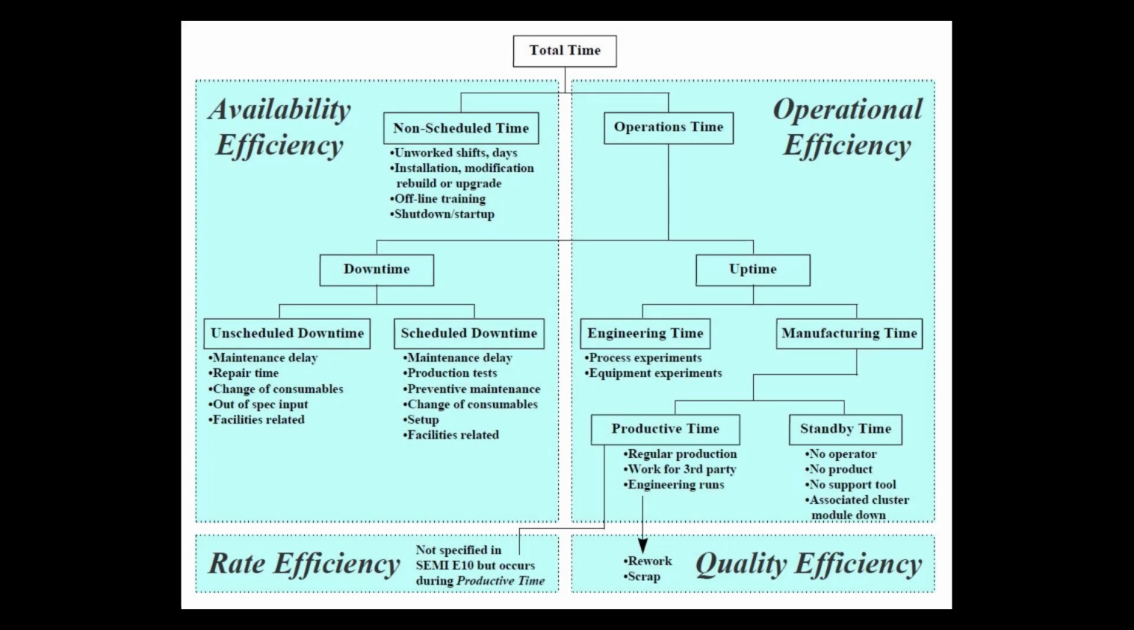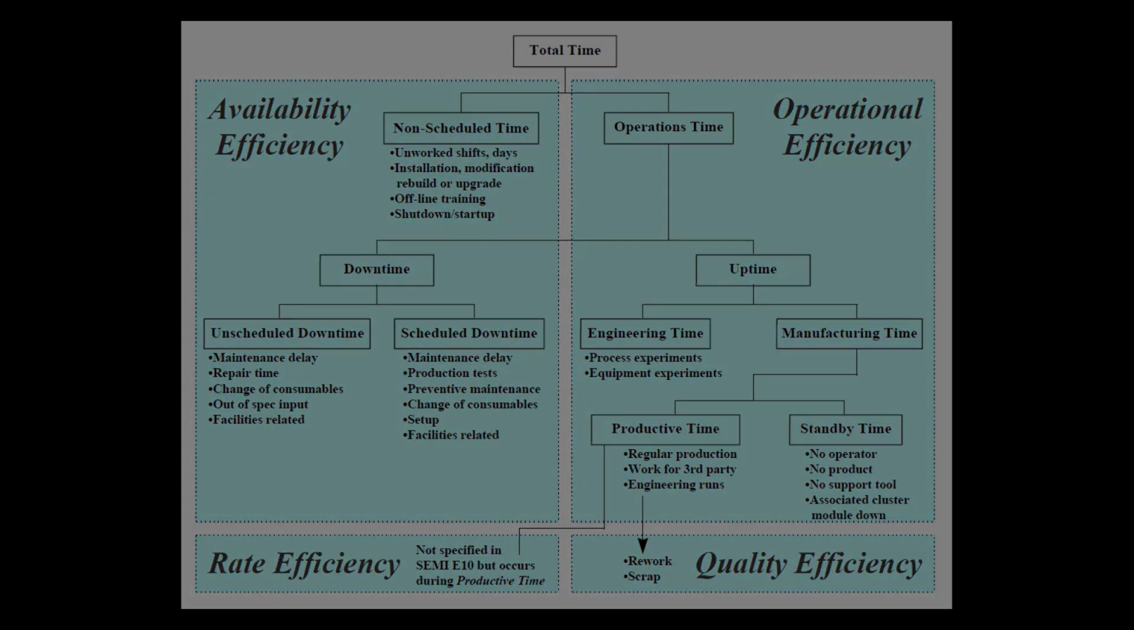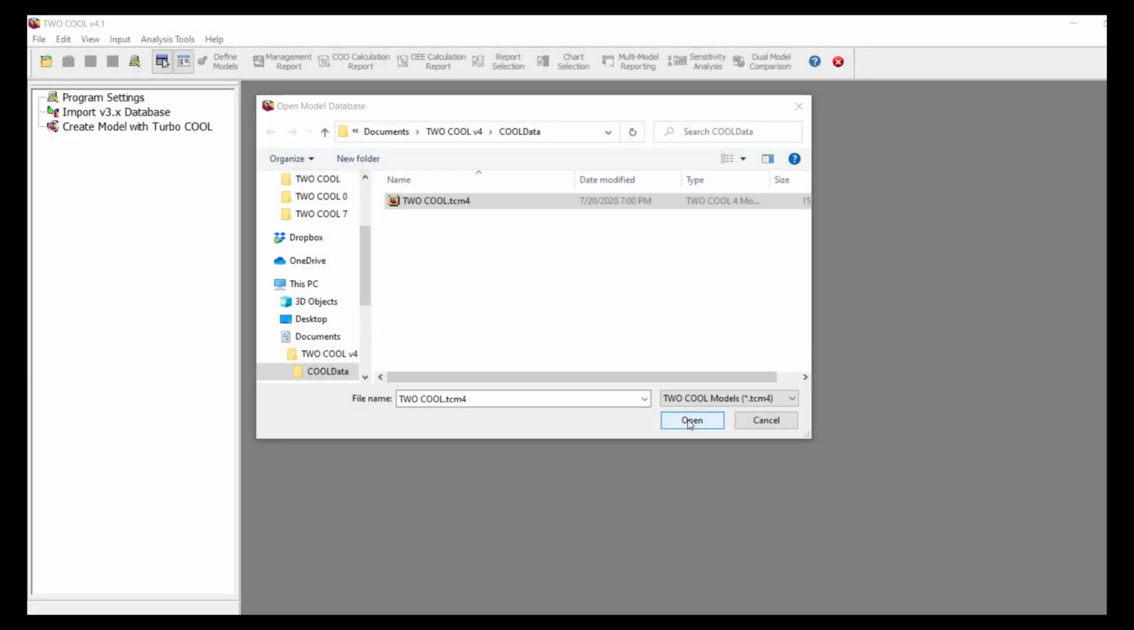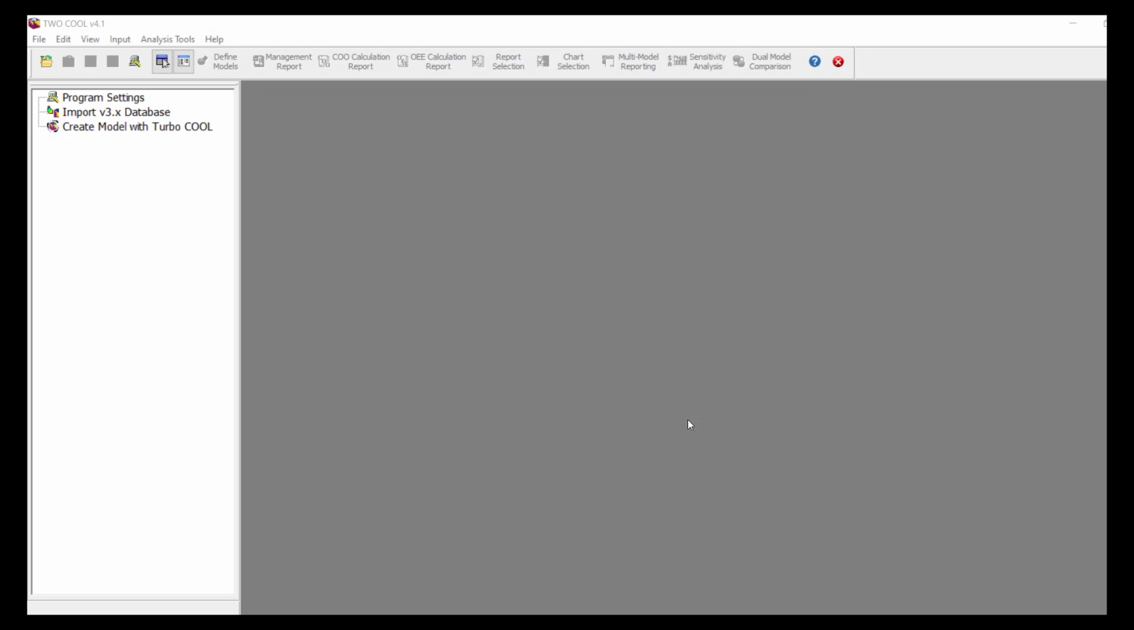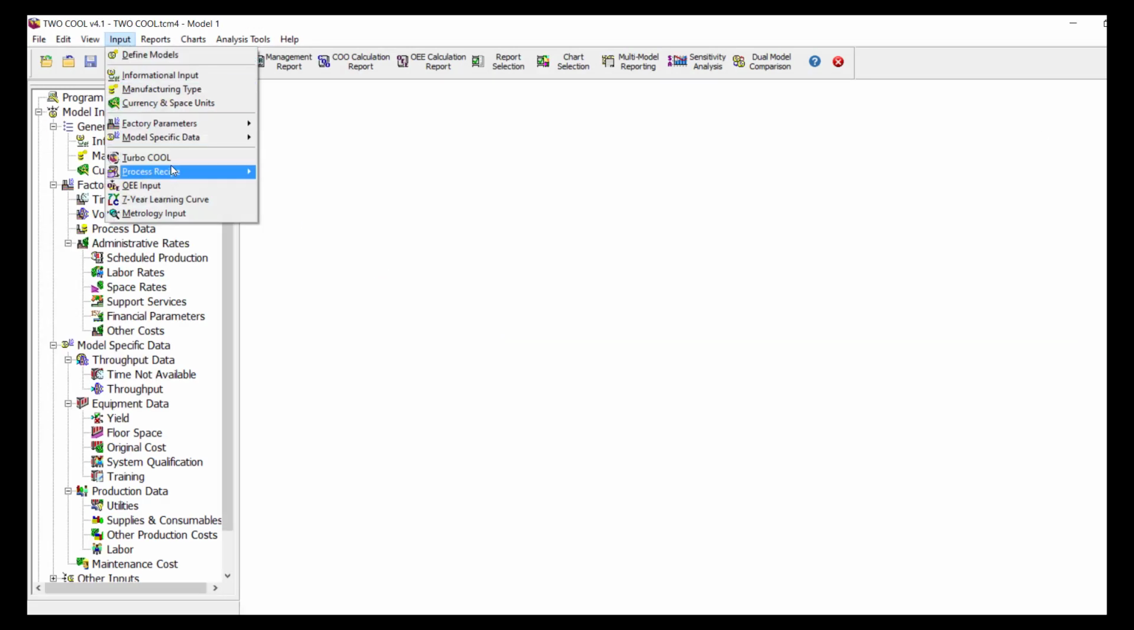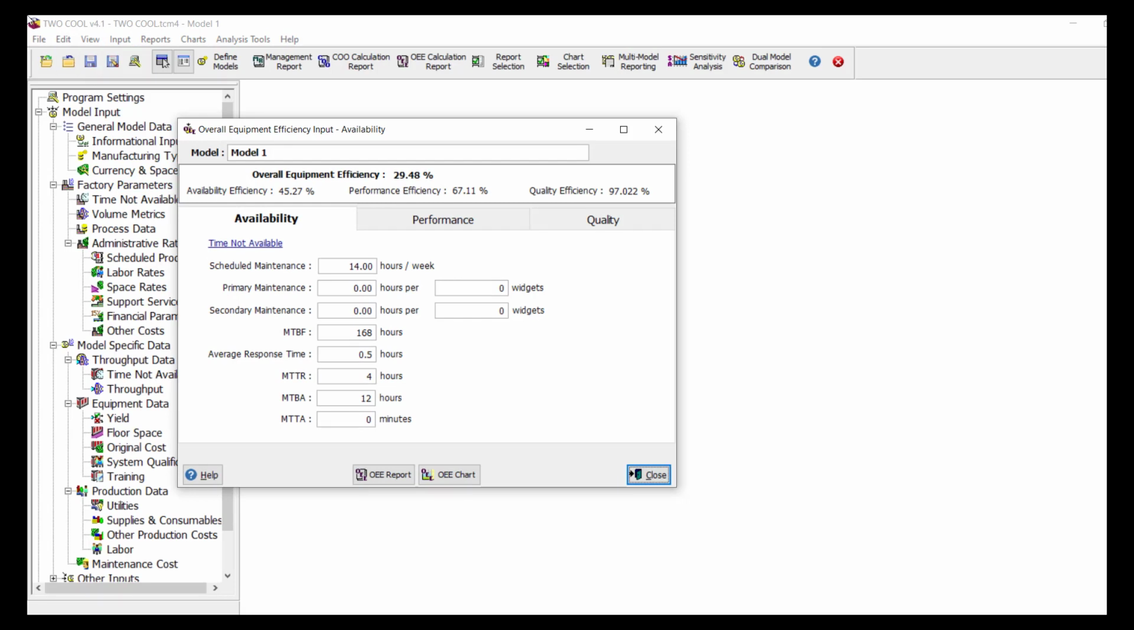So what is overall equipment efficiency? While not completely accurate, it is the percentage of time the equipment is doing what it was intended to do. To examine the overall equipment efficiency data, we'll open your previous model and select the Input OEE Input menu command. By selecting OEE Input, you will be presented with a 3-tab input form for access to those input factors affecting overall equipment efficiency and the consolidated output information.